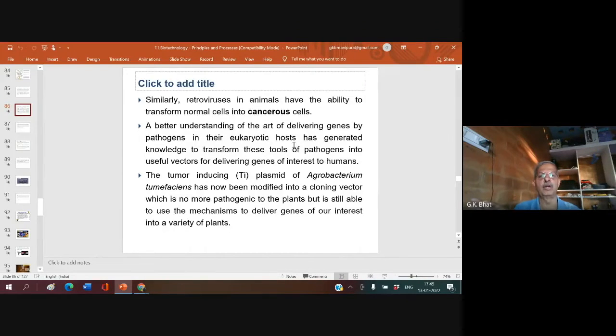I hope it is understood. That tumor-inducing plasmid is not used to induce any disease, but it is used to deliver genes of our interest into a variety of plants. Is it understood, or is any doubt there?